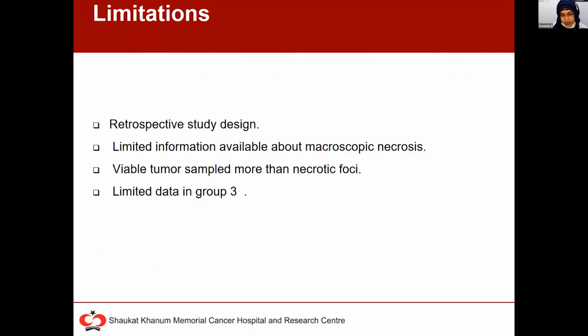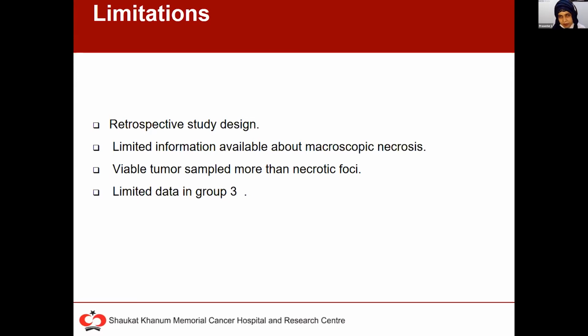There were certain limiting factors in our study, which I would like to mention. The one major limiting factor was that it was a retrospective study, and about 5 to 6 years back, there was less awareness about the significance of necrosis in clear cell renal cell carcinomas, and that is why much less information was available about the macroscopic extent of tumor necrosis, and we relied predominantly on microscopic assessment. The second limiting factor was that viable tumor was sampled more than the necrotic tumor. And the third limiting factor is that there was limited data in group 3.